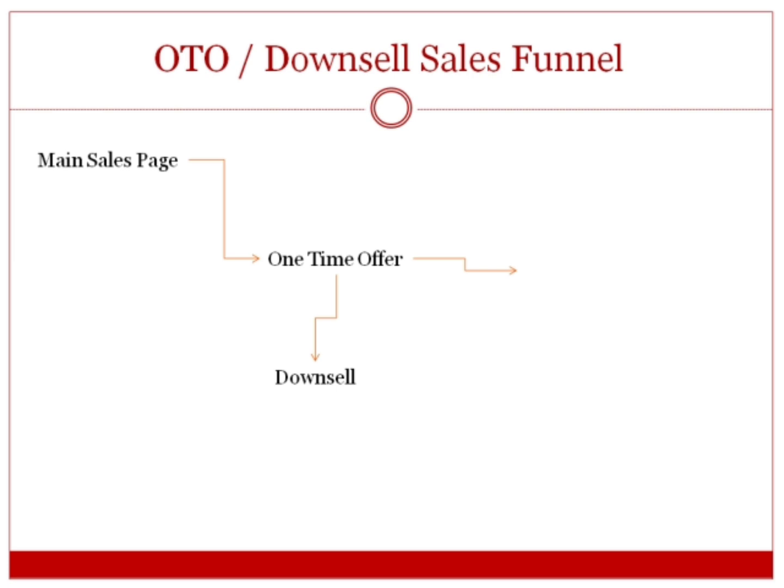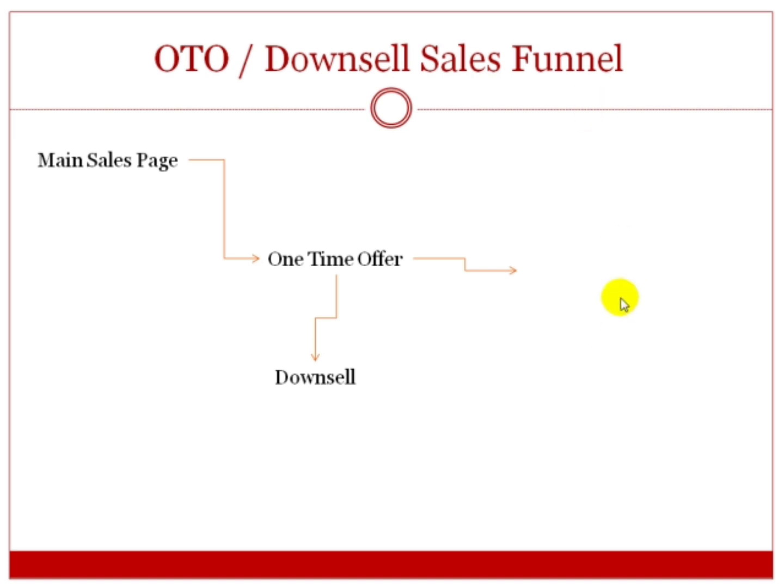Now, this is a little more complicated because you have a one-time offer. So the main sales page is up here. They purchase, they see this one-time offer. If they click no, then they're going to be presented with a downsell here. Now, if they click on yes, then you have to direct them to a thank you page.